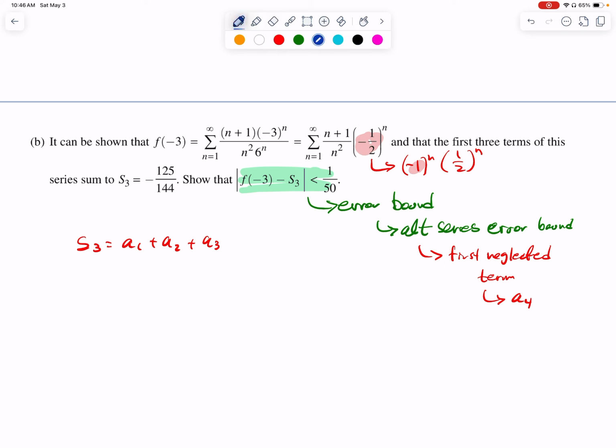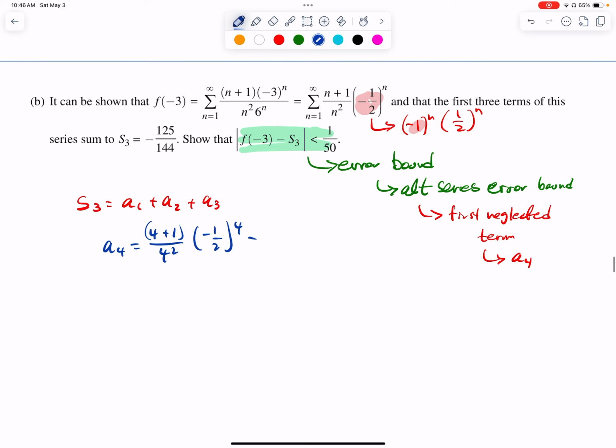So let's do that. So I'm going to say a sub 4 is equal to 4 plus 1, negative 3 to the, no, I don't have to use that one. Why am I using that one? Use the simplified version anyway. Over 4 squared, negative 1/2 to the fourth.